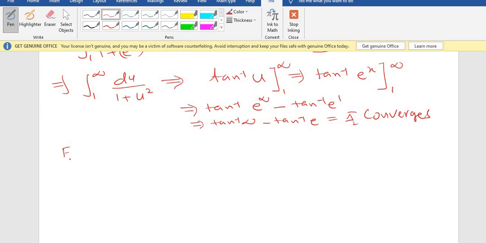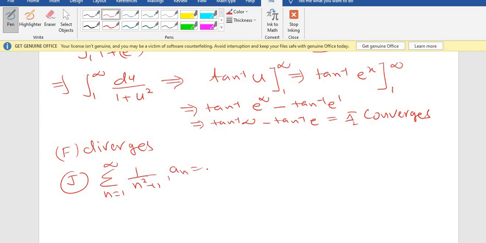F part is divergence. Now I am going to check J part. What is J? J is the summation from n equal to 1 to infinity of 1 divided by n square plus 1. In place of a_n, it is given 1 divided by n square plus 1. So write it in f(x) form: 1 divided by x square plus 1.